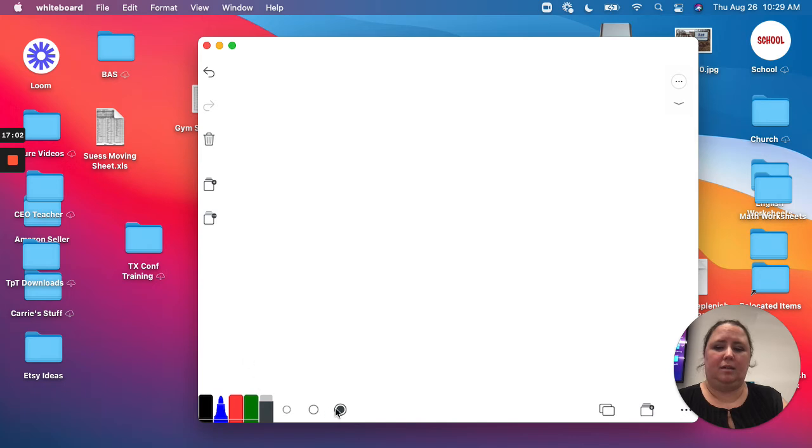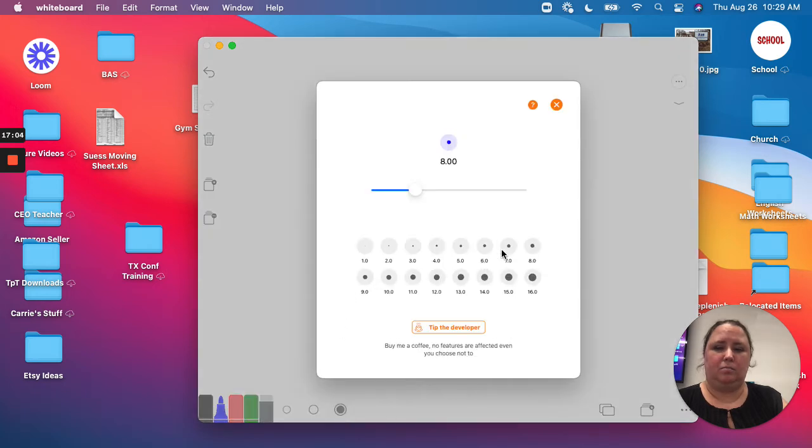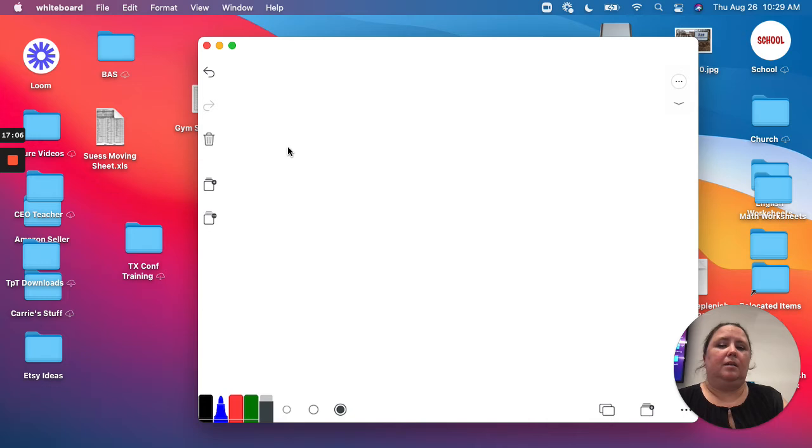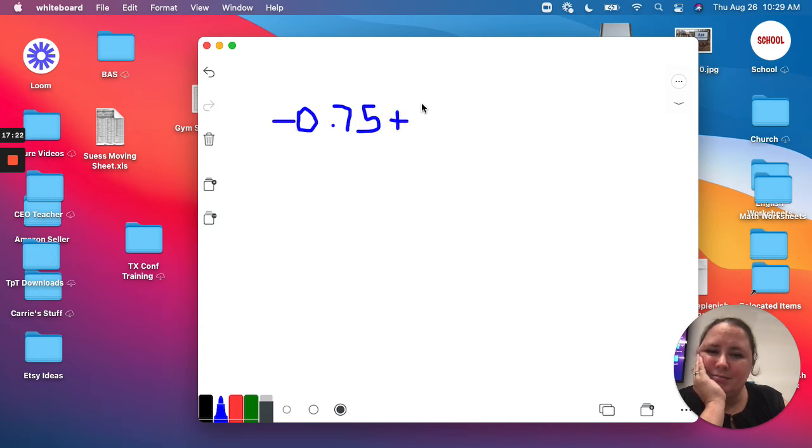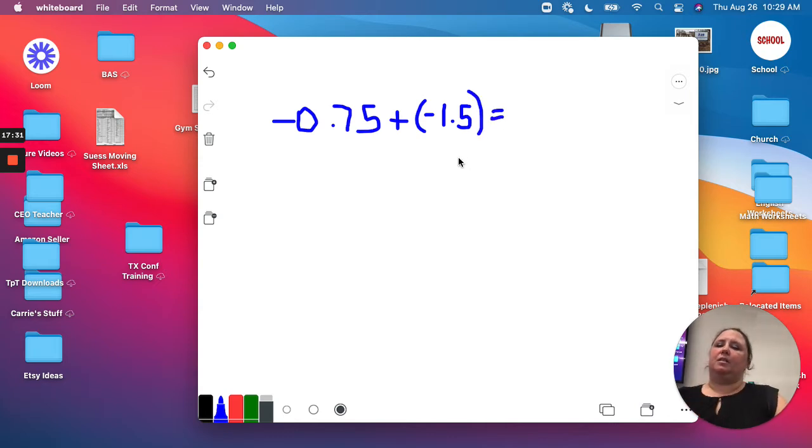Okay, I need to change this. Pencil's too giant. Okay, somebody read it to me. 0.75 plus 1.5. I didn't hear any negatives. Negative 0.75 plus negative 1.5. Very good. In a parentheses. This takes forever. I'm going to have to find a way to speed this up. Okay. Negative 0.75 plus negative 1.5.